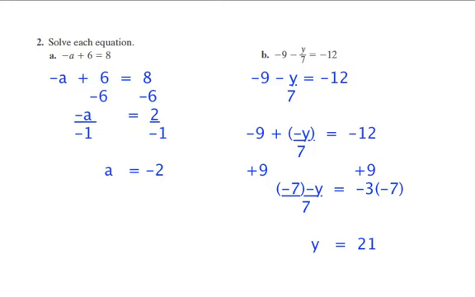If you put this back into the equation, you would have negative 9 minus 21 over 7 equals negative 12. Well, 21 divided by 7 is 3. Negative 9 minus 3 does equal negative 12. So the solution of y equaling 21 does check out.